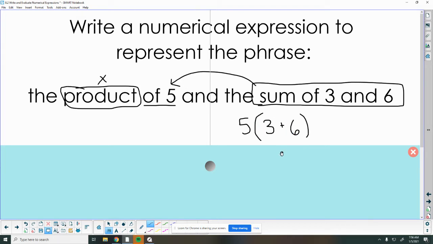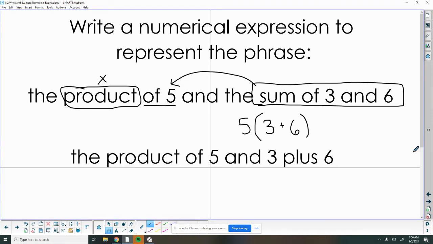So let's look at a very similar problem that has the same numbers, very similar words, and how it might be different. This one just says the product of 5 and 3 plus 6. So go ahead and see if you can write that one out and see how it is different from the one above. This one is telling me to do the product of 5 and 3. So that one just means 5 times 3 plus 6.